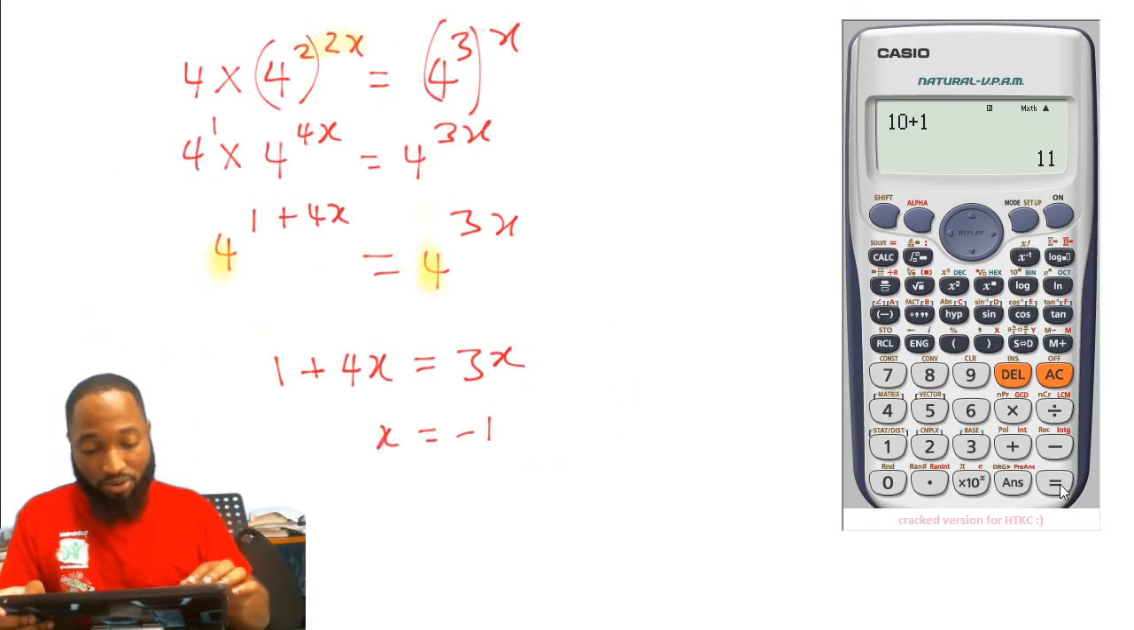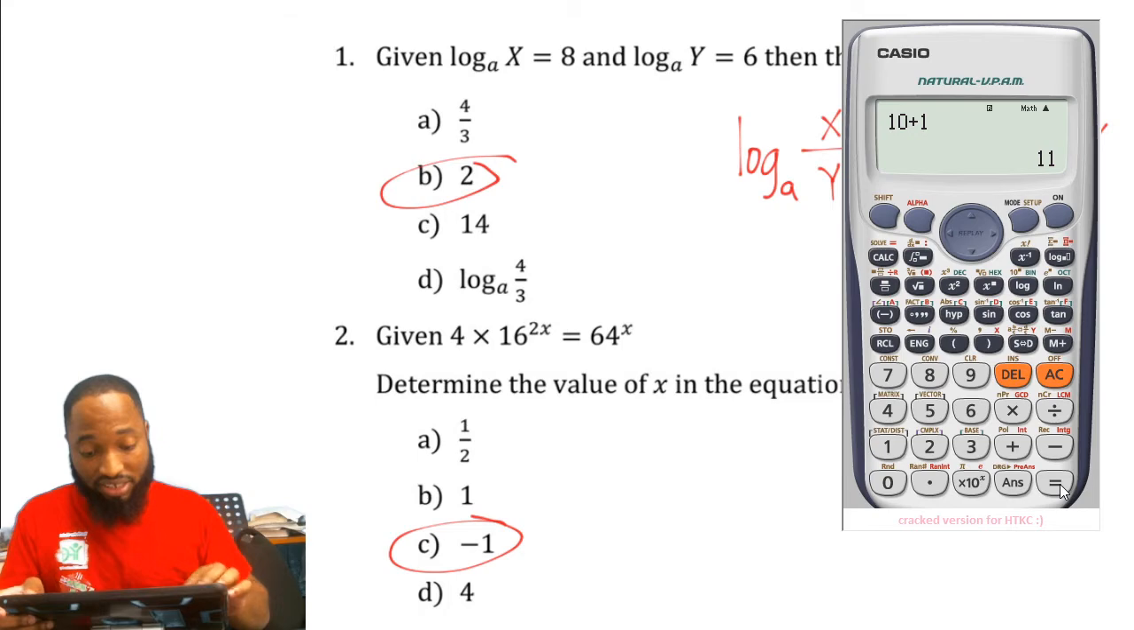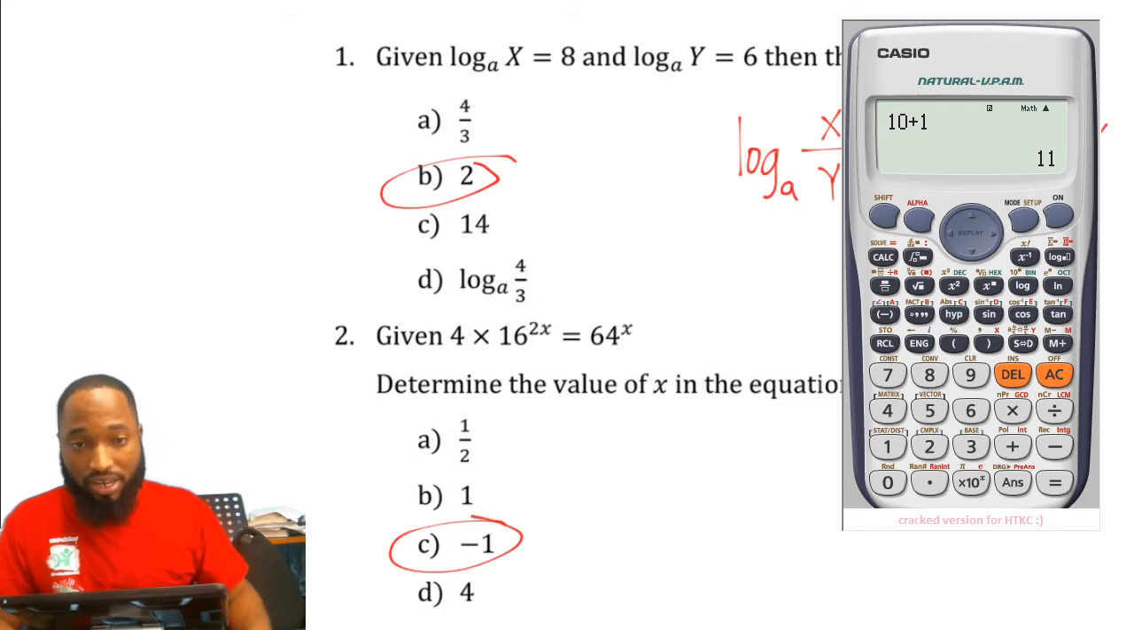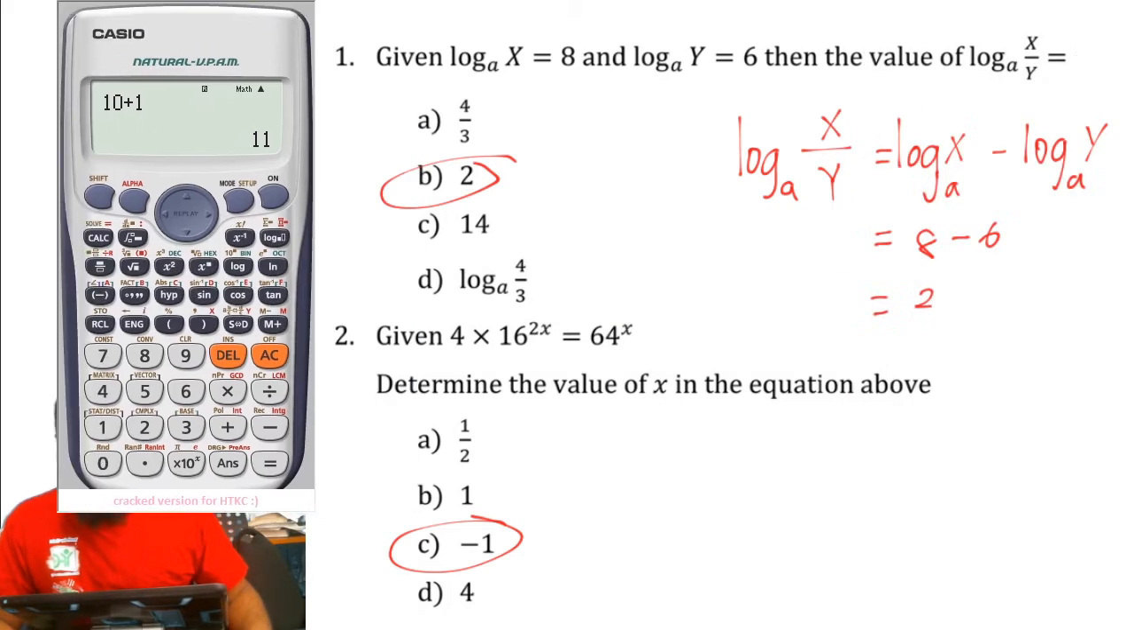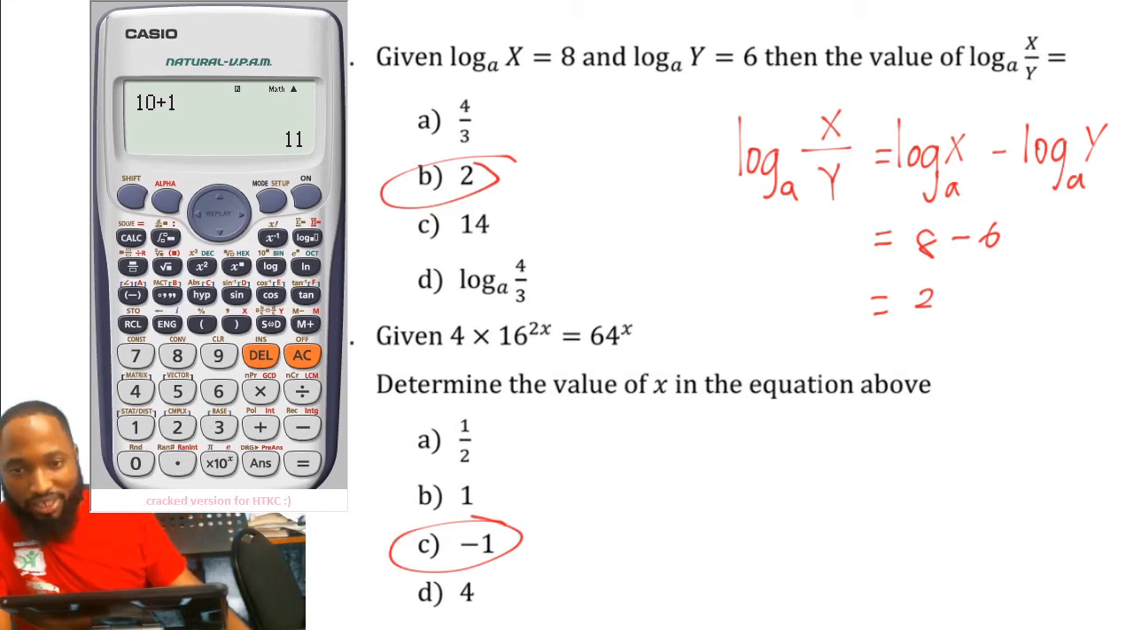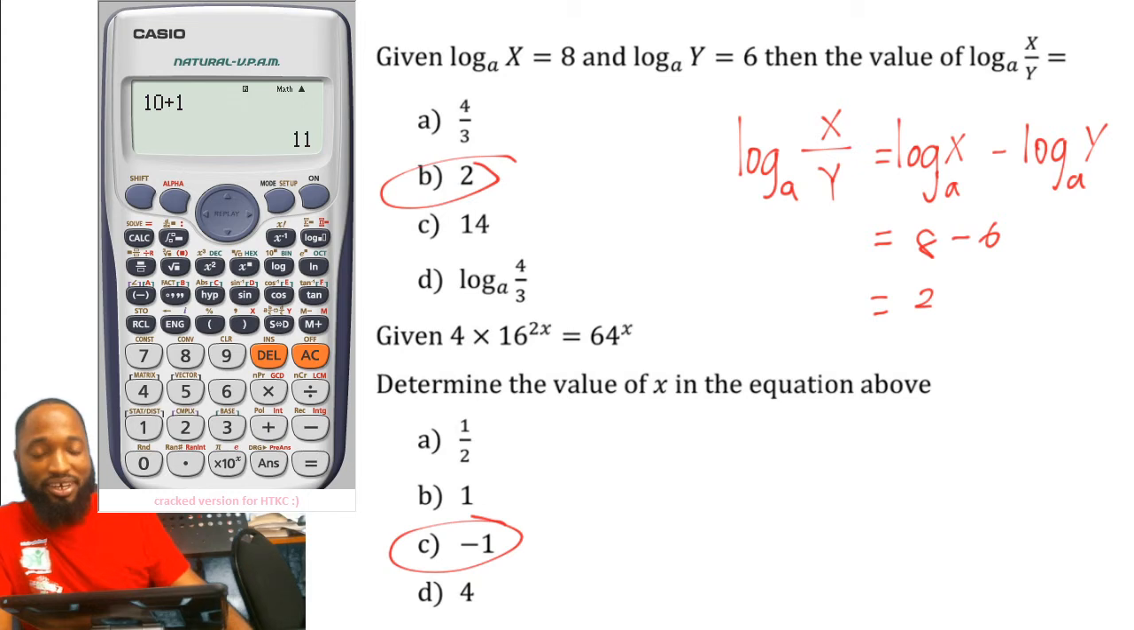So I'm saying you don't need to know even logs to solve these questions. This first question is a little hard, because this has a base A. Forget about that. You just use a normal base. Let me show you how to solve this question using substitution.